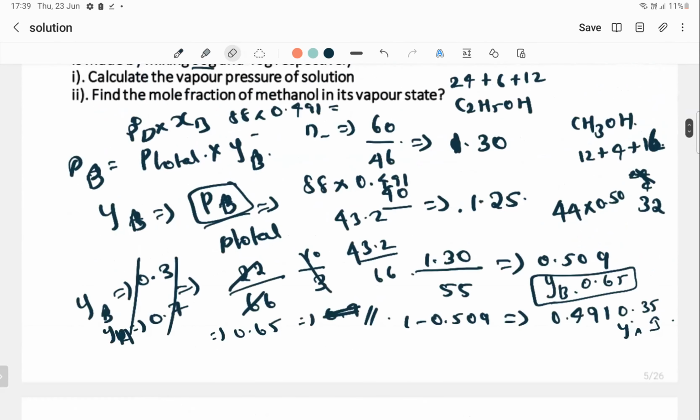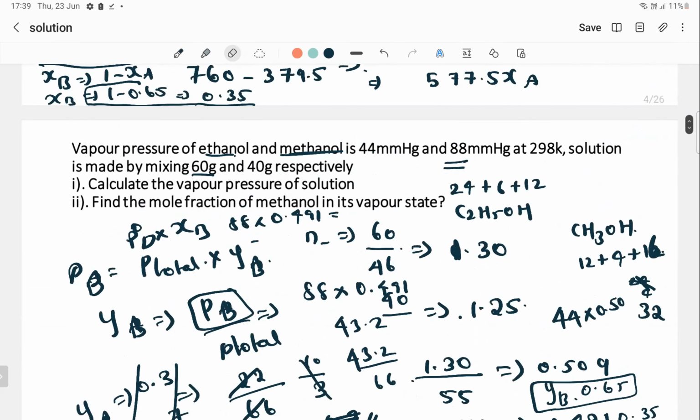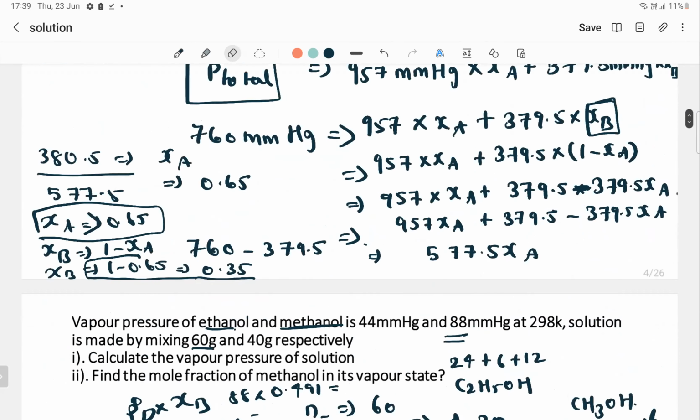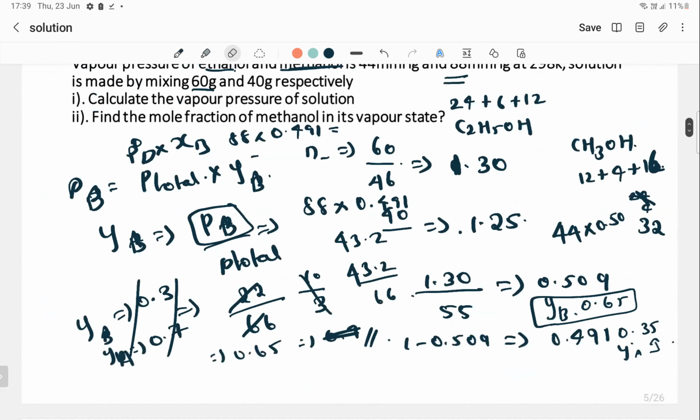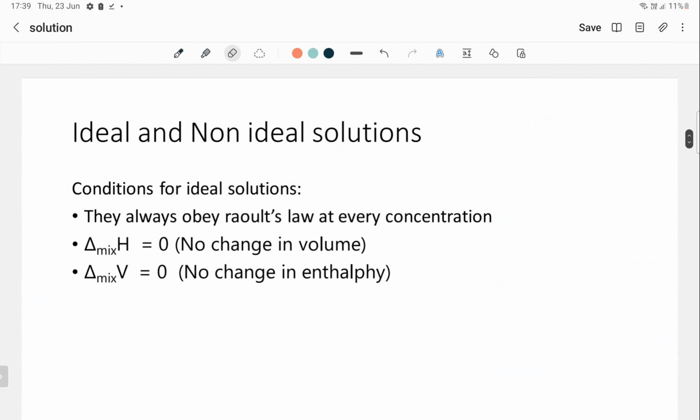See here itself. Second part, the mole fraction of the methanol in the vapor phase, that is 0.65 YB. Clear? So your YA will be 0.35. Shall we move to the next one now? Ideal and non-ideal solutions. Okay.